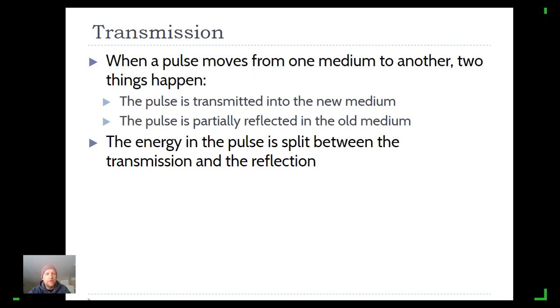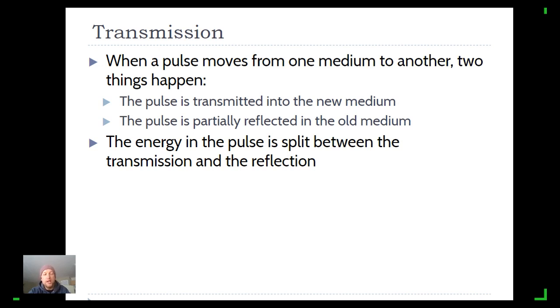Now, I'm going to quickly go through this first part, and then we're going to look at another website. So, transmission is when the wave continues forward from one medium into another. And so I worded here, when a pulse moves from one medium to another, two things happen. First of all, the pulse is transmitted into the new medium, and so that means that the pulse continues onward. And the second thing is that the pulse is partially reflected in the old medium. So part of the pulse is reflected as the majority of the pulse continues and is transmitted into the new medium. Because of this, the energy in the pulse is split between the transmission and the reflection.